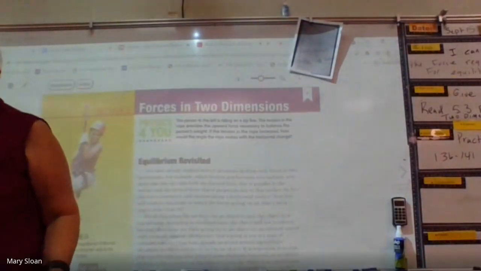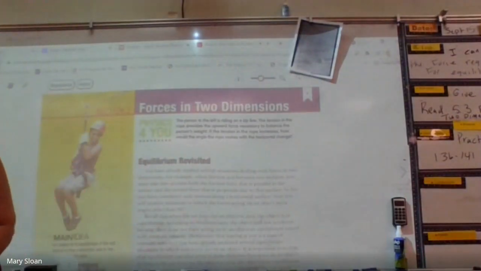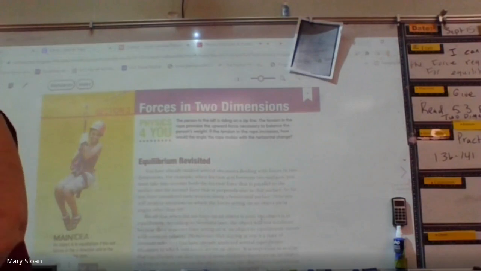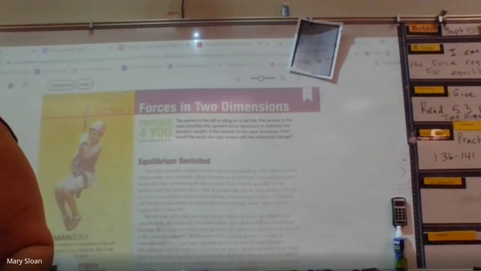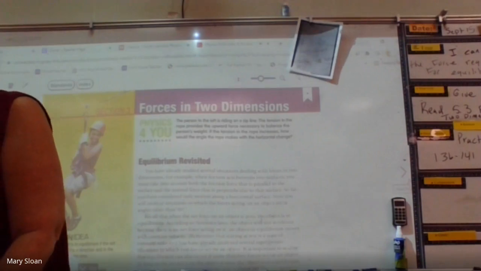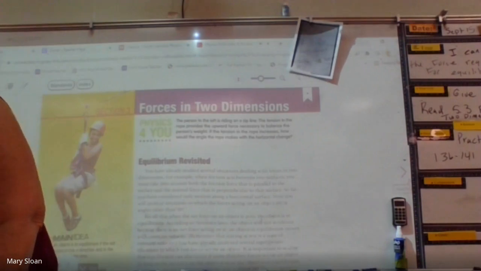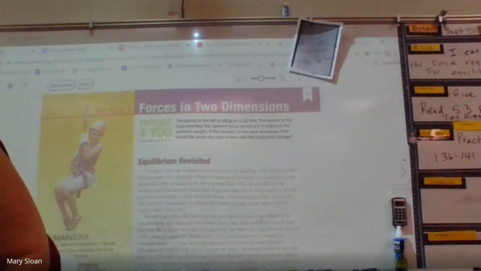According to Newton's law, the object will not accelerate because there is no net force acting on it. An object in equilibrium moves with constant velocity. Remember that staying at rest is a state of constant velocity. You've already analyzed several equilibrium situations in which two forces act on an object. It is important to realize that equilibrium can also occur if more than two forces act on an object. As long as the net force on the object is zero, the object is in equilibrium.